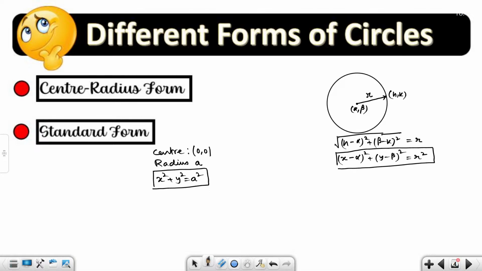Is it clear to everyone? Center radius form and standard form. These are the two forms we have learned so far. Okay, let us take some problems on that.